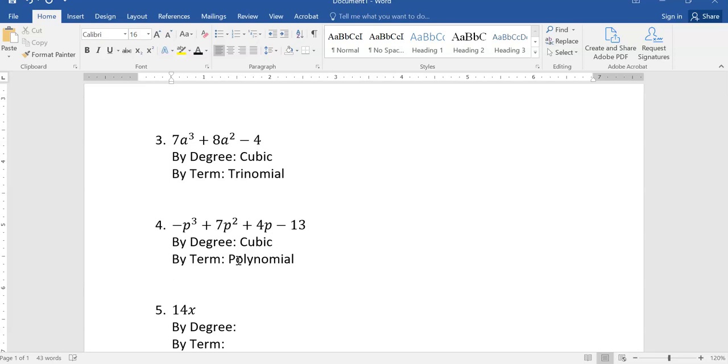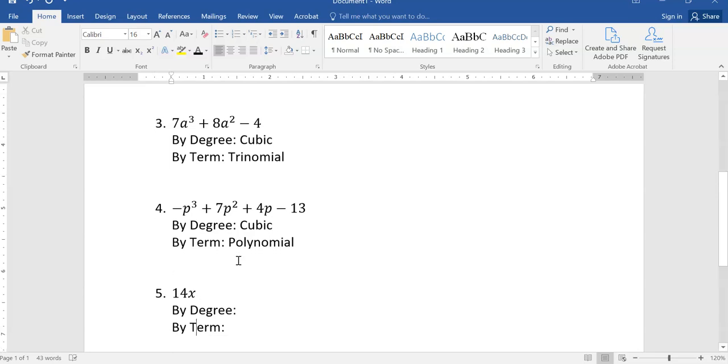All right. And then lastly here, 14x, the degree here is 1, so we call that a linear. And the number of terms is 1, so monomial. Again, linear because the degree is 1. Again, the exponent there is an implied 1. And we only have one term, so that's a monomial.